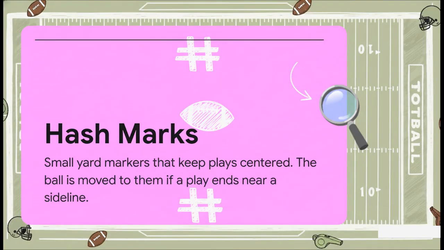So what about all those little tiny lines in the middle of the field? Those are the hash marks. And their main job is actually pretty simple. They just keep the game from getting stuck too far over on one side. So if a player runs out of bounds way over on the sideline, they don't start the next play from that awkward spot. The ref just moves the ball to the closest hash mark. It keeps the game centered and fair for the offense.